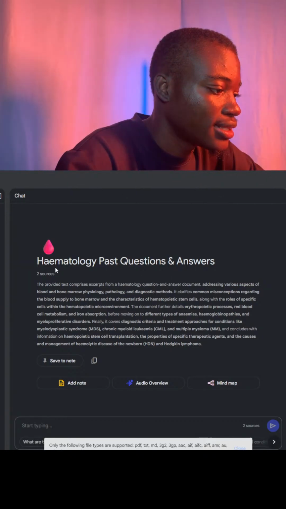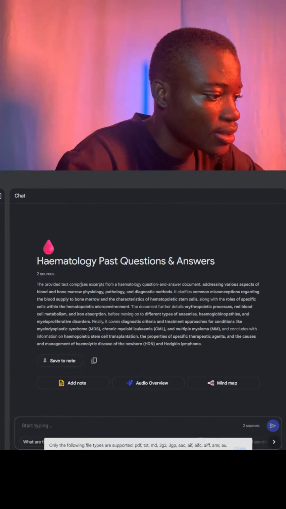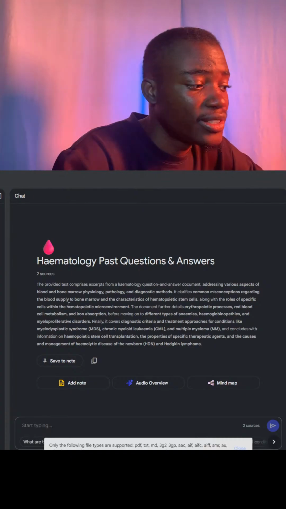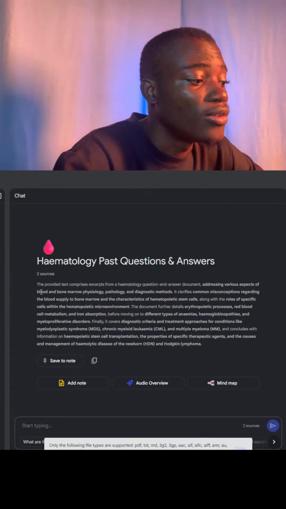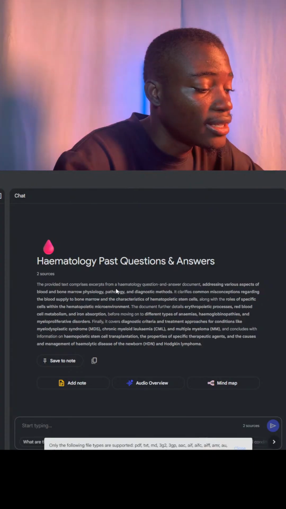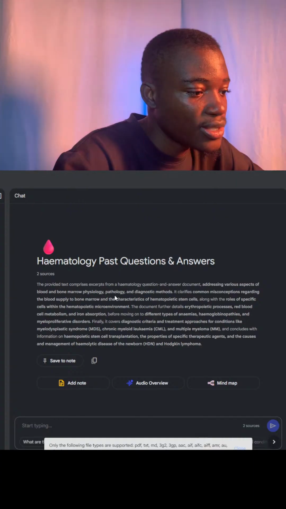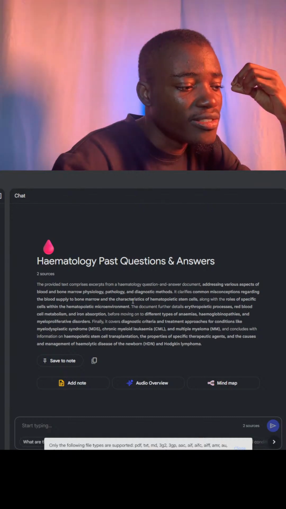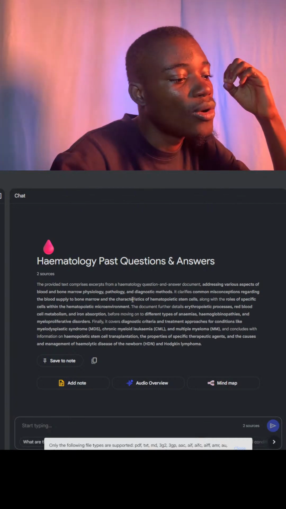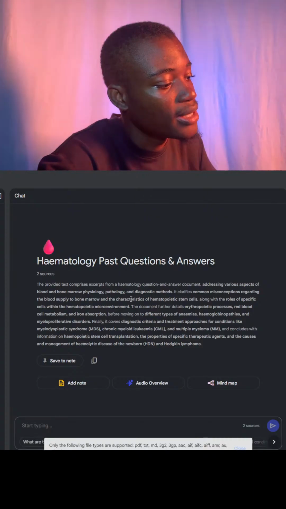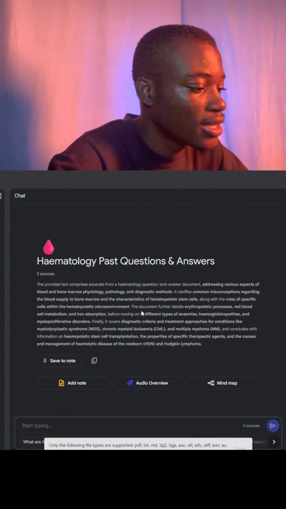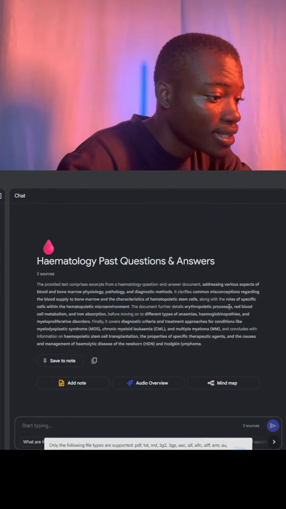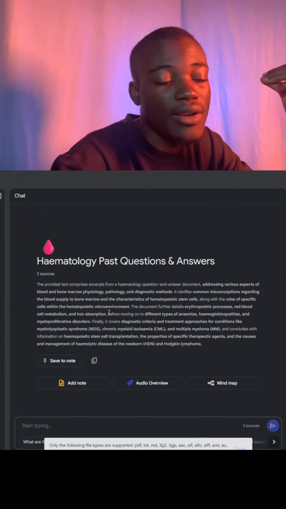Hematology past questions and answers, and it reads: the provided text comprises excerpts from a hematology question and answer document addressing various aspects of blood and bone marrow physiology, pathology, and diagnostic methods. It clarifies common misconceptions regarding the blood supply to bone marrow and the characteristics of hematopoietic stem cells, along with the roles of specific cells within the hematopoietic microenvironment. The document further details erythropoietic processes, red blood cell metabolism, and iron absorption.